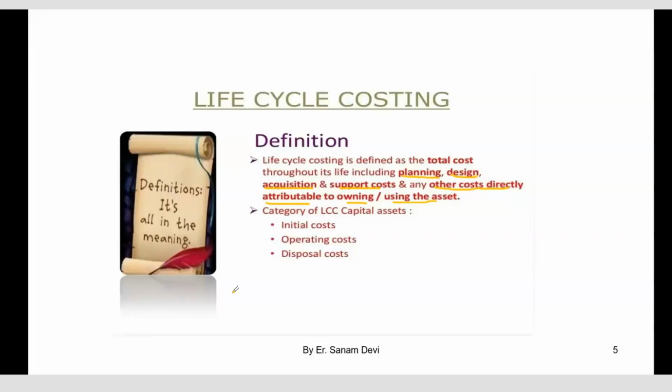It is the cost. If you are developing any project, research and development, planning, design, support cost, and other costs for which we are giving money, that is known as life cycle costing. Categories of life cycle costing: the first one is initial cost, the second one is operating cost, and the third one is disposal cost. Okay.